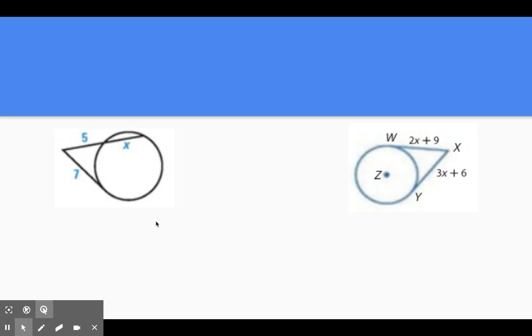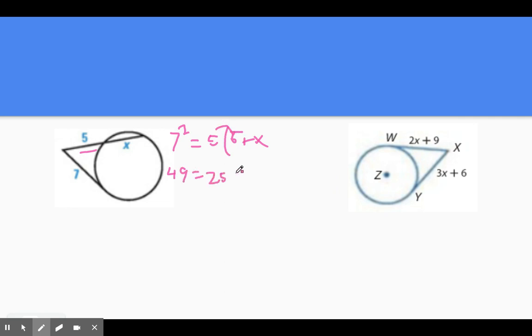Okay, and then the other 2 equations that we need to know, if you have a tangent and a secant, it's tangent squared equals external times whole. So tangent squared becomes 7 squared. The outside here, or external, is 5 times 5 plus x. 7 squared gives you 49. 5 times 5 gives you 25. 5 times x gives you 5x.